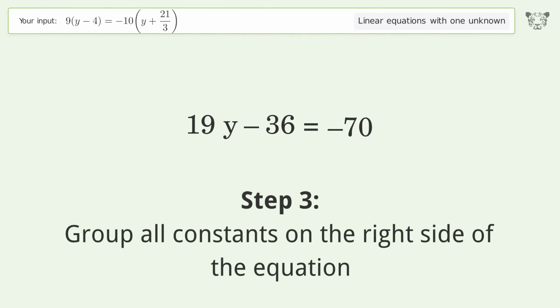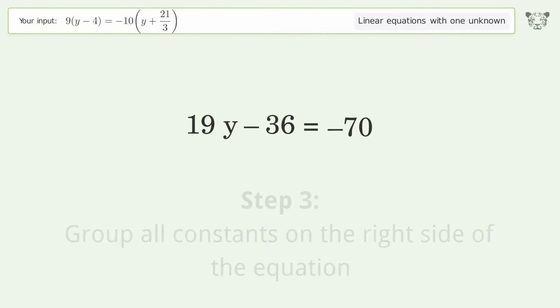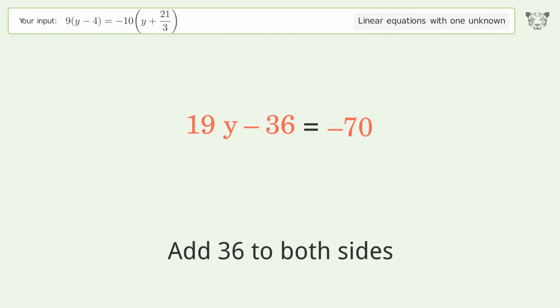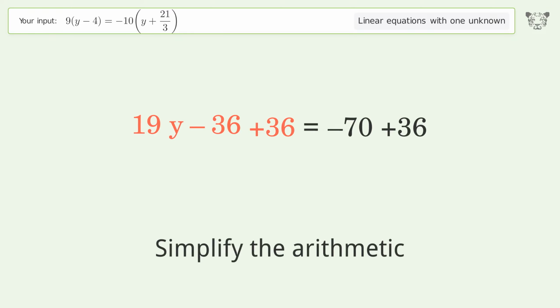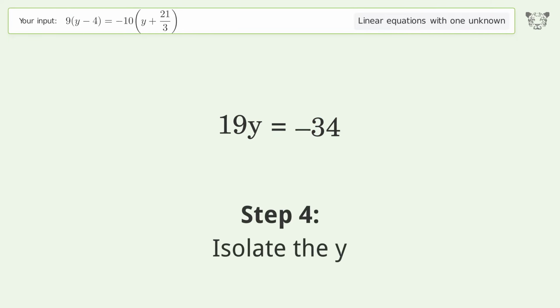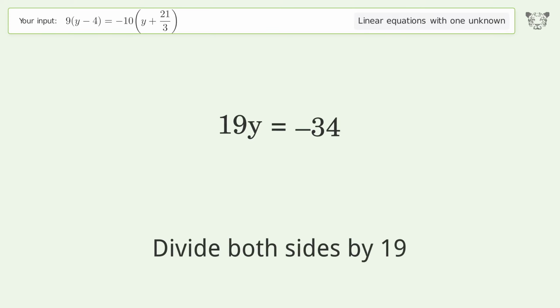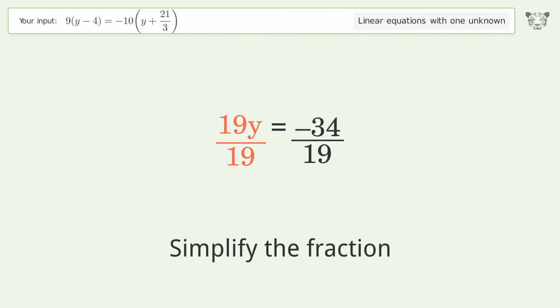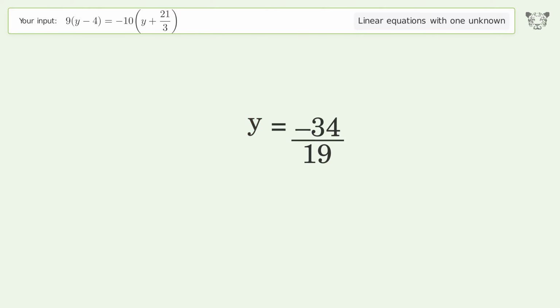Group all constants on the right side of the equation. Add 36 to both sides. Simplify the arithmetic. Isolate the y. Divide both sides by 19. Simplify the fraction. And so the final result is y equals -34/19.